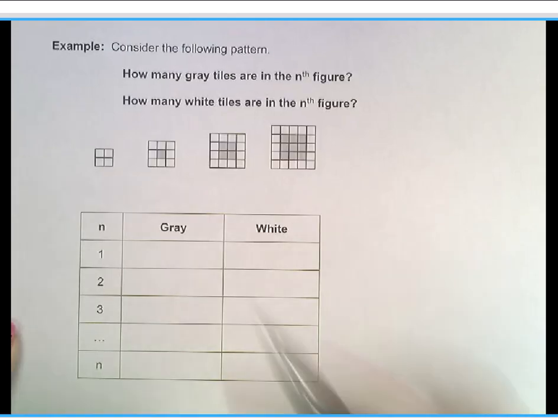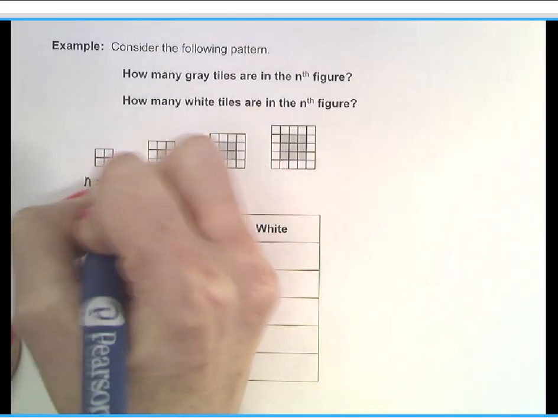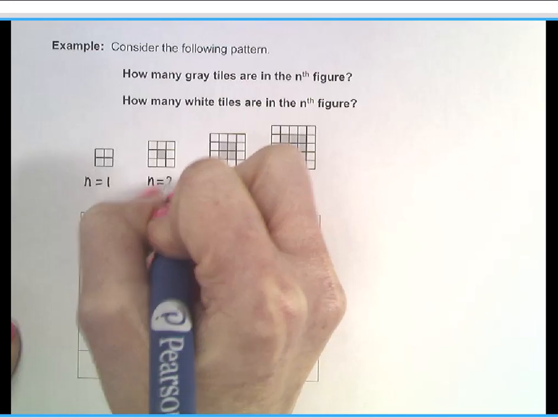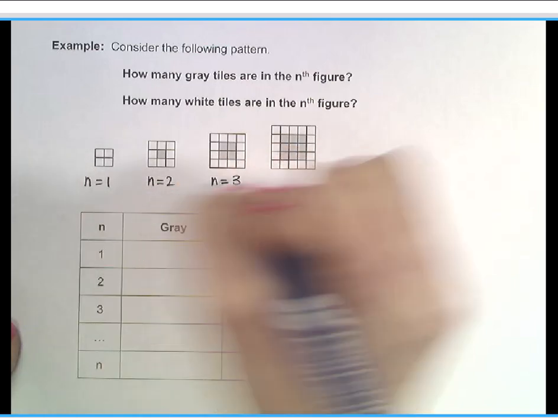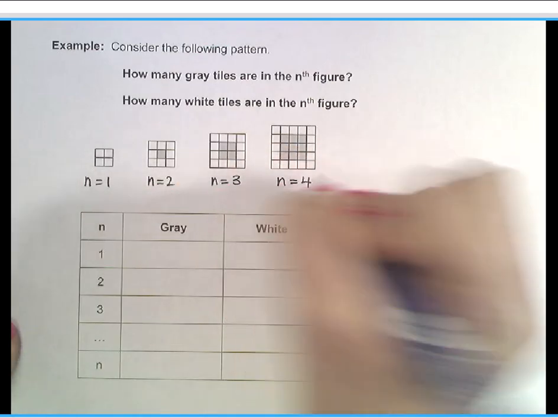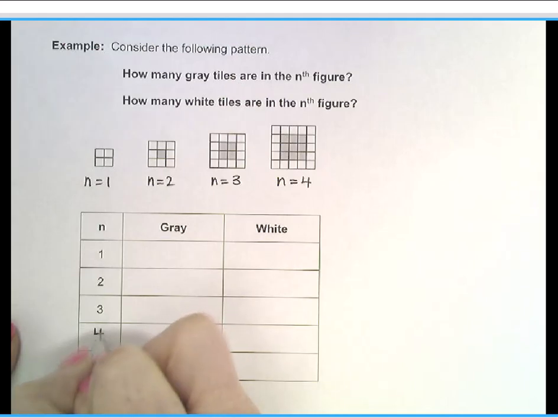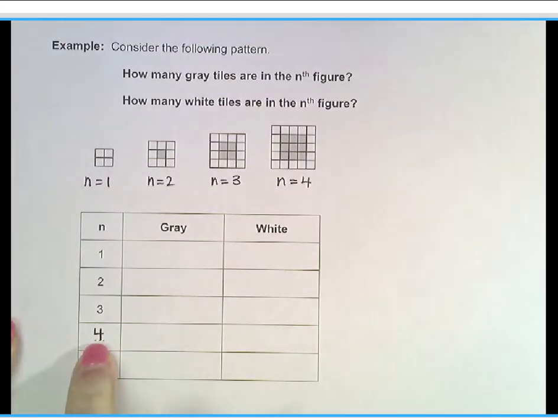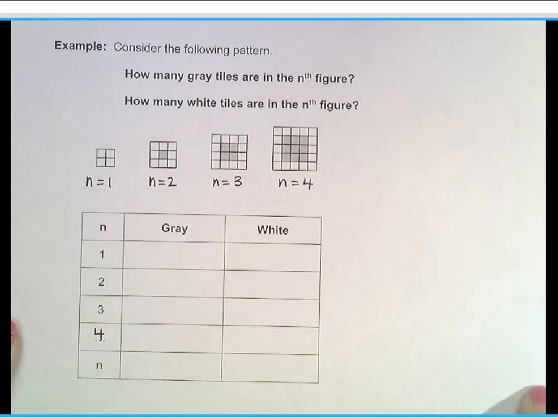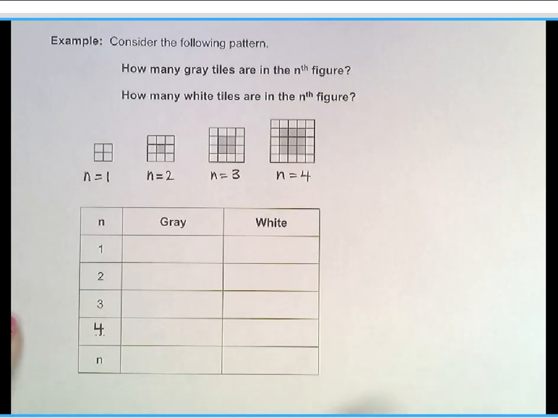So again, I'm going to assign positions. So position 1, position 2, 3, 4. Now in this one, I'm going to do 4 here, instead of my row, I'm going to do 4. So let's do the same thing, play the same game. How many gray tiles, how many white tiles in the nth figure?